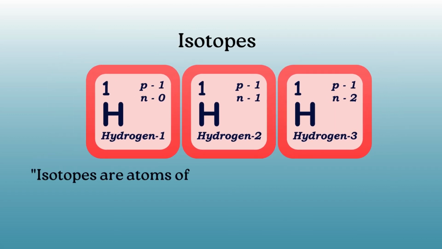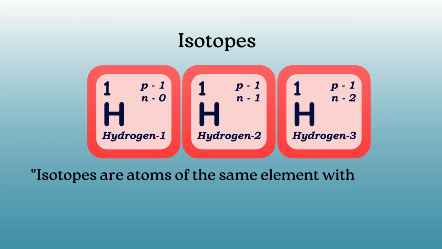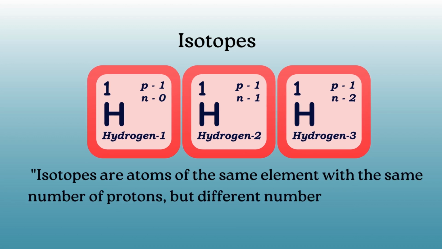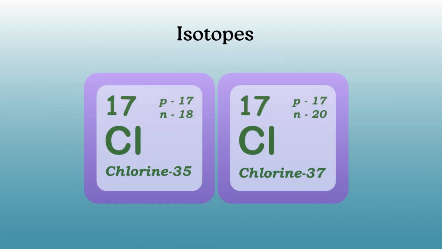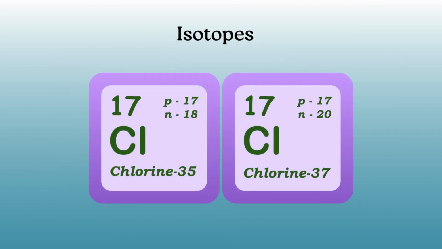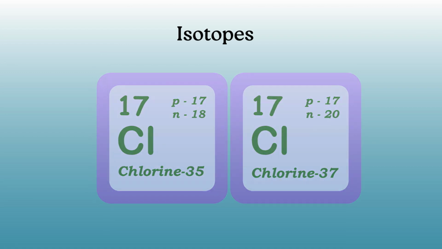Isotopes are atoms of the same element with the same atomic number, but different mass numbers, different numbers of neutrons. For example, chlorine has two common isotopes, chlorine-35 and chlorine-37. They both have 17 protons, but different numbers of neutrons, 18 and 20 respectively.